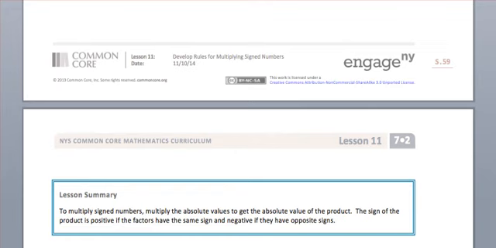In summary, to multiply signed numbers, we would multiply the absolute values to get the absolute value of the product, and then the sign of the product is positive if the factors have the same sign, and the sign of the product is negative if they have opposite signs.